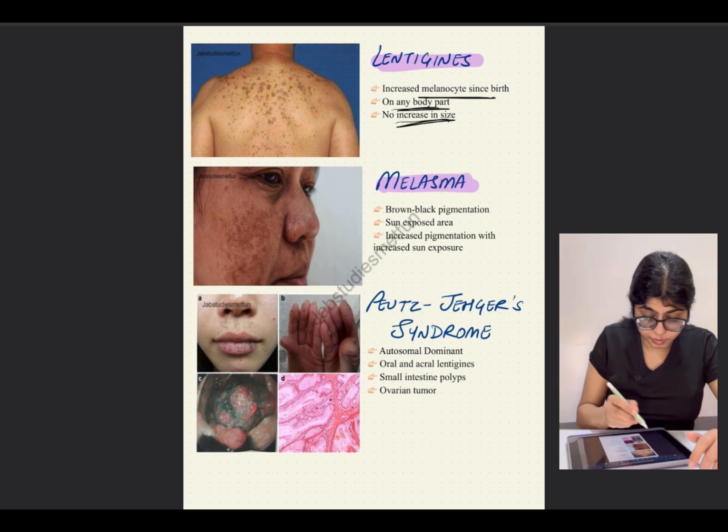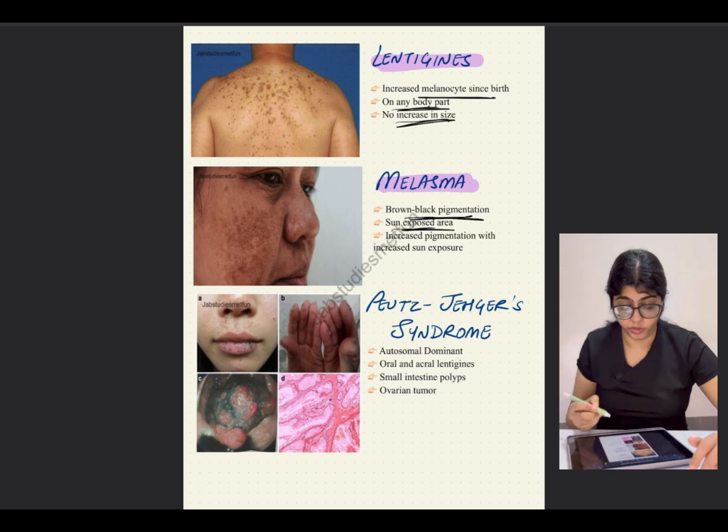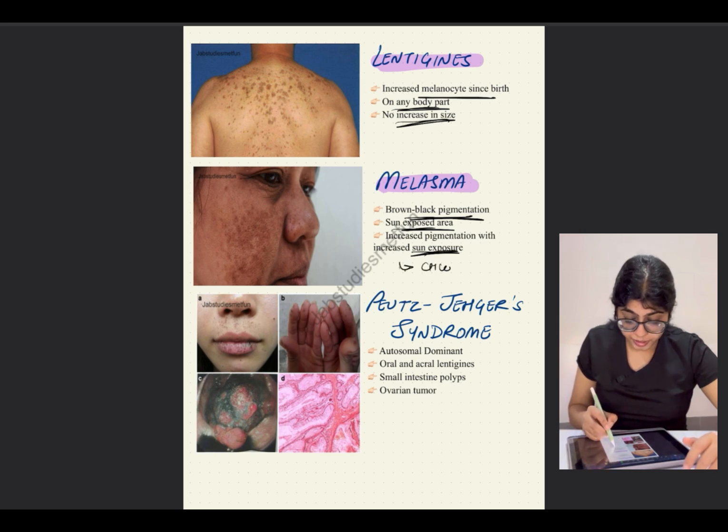Next one is melasma. Melasma is the brown or brownish black pigmentation on sun exposed areas. Mostly it occurs on the face. And secondly, it is known as chloasma in pregnancy.